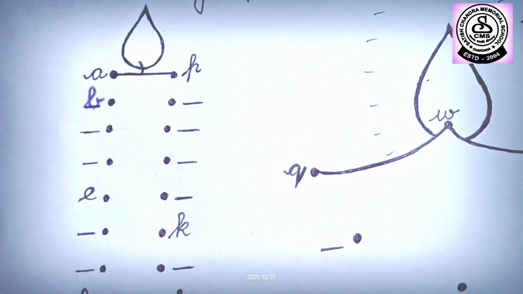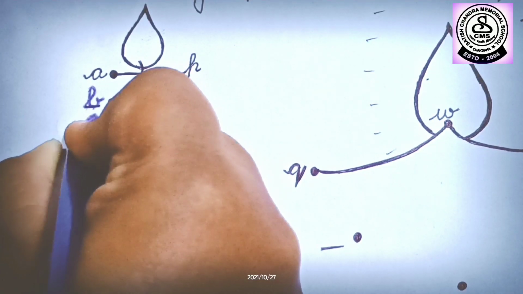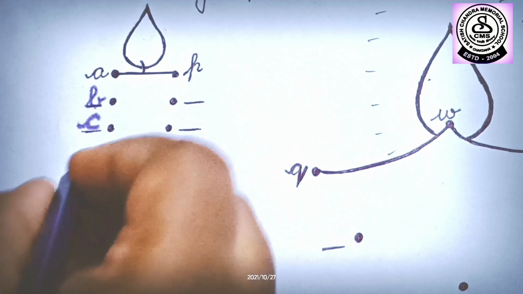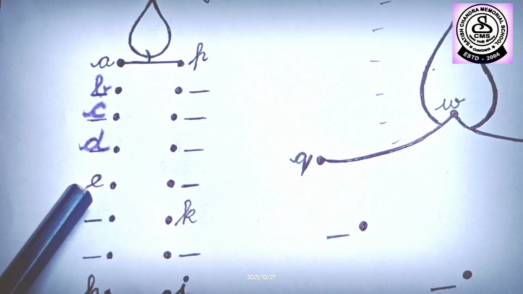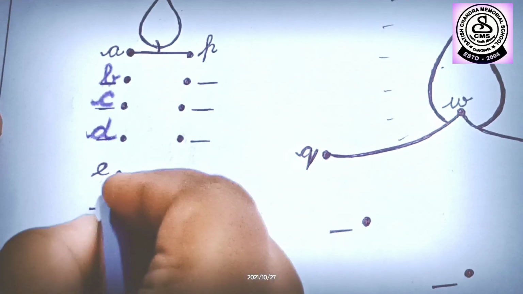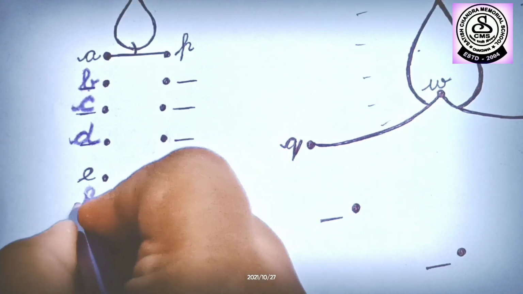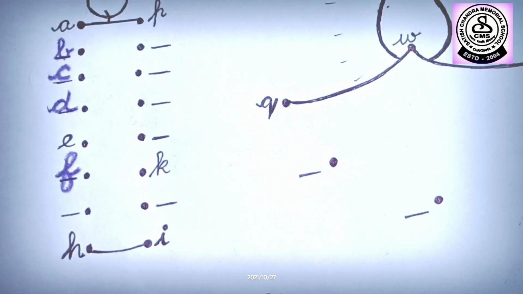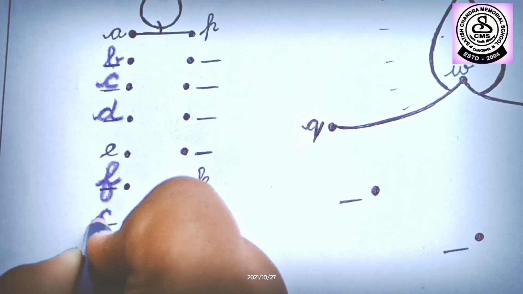What comes after B? C. So we are going to write here C. Then what comes after C? D. E. But here E is written. So what comes after E? F. What comes after F? G.